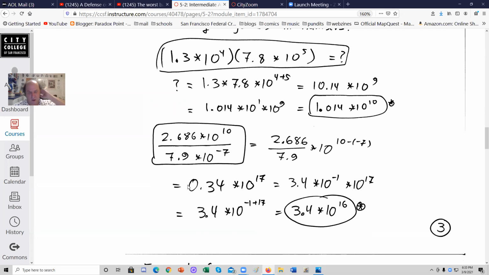Now again, this is not quite in the right form. So you write this 0.34 is 3.4 times 10 to the negative 1. That times 10 to the 17th, you add the powers and get 3.4 times 10 to the 16th.